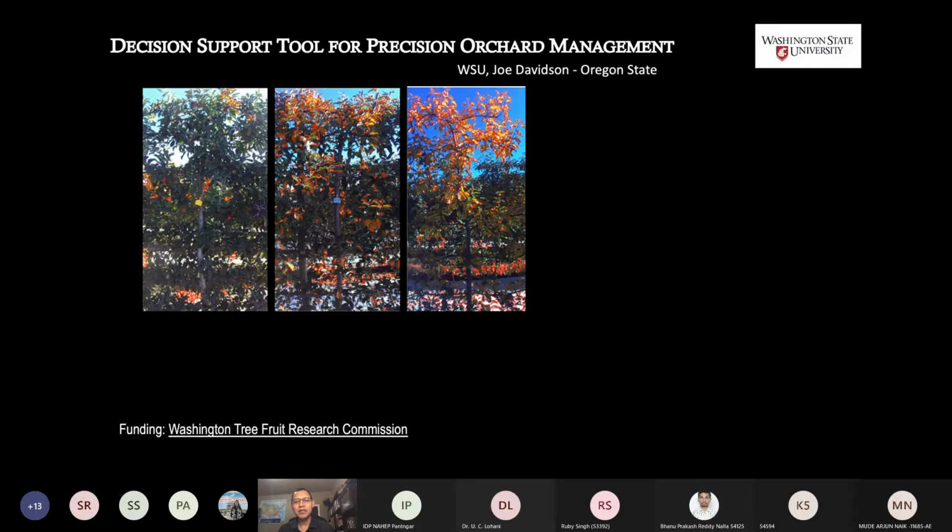Finally, the last one or two slides about the projects that we're working on. Decision support tool for precision orchard management is one of those recently funded projects. We are trying to develop a machine vision system and sensing system in general that will be able to detect the differences between individual trees in the orchards and apply nitrogen and other nutrients and chemicals as desired by the individual trees, rather than applying uniform doses of them throughout the orchards.